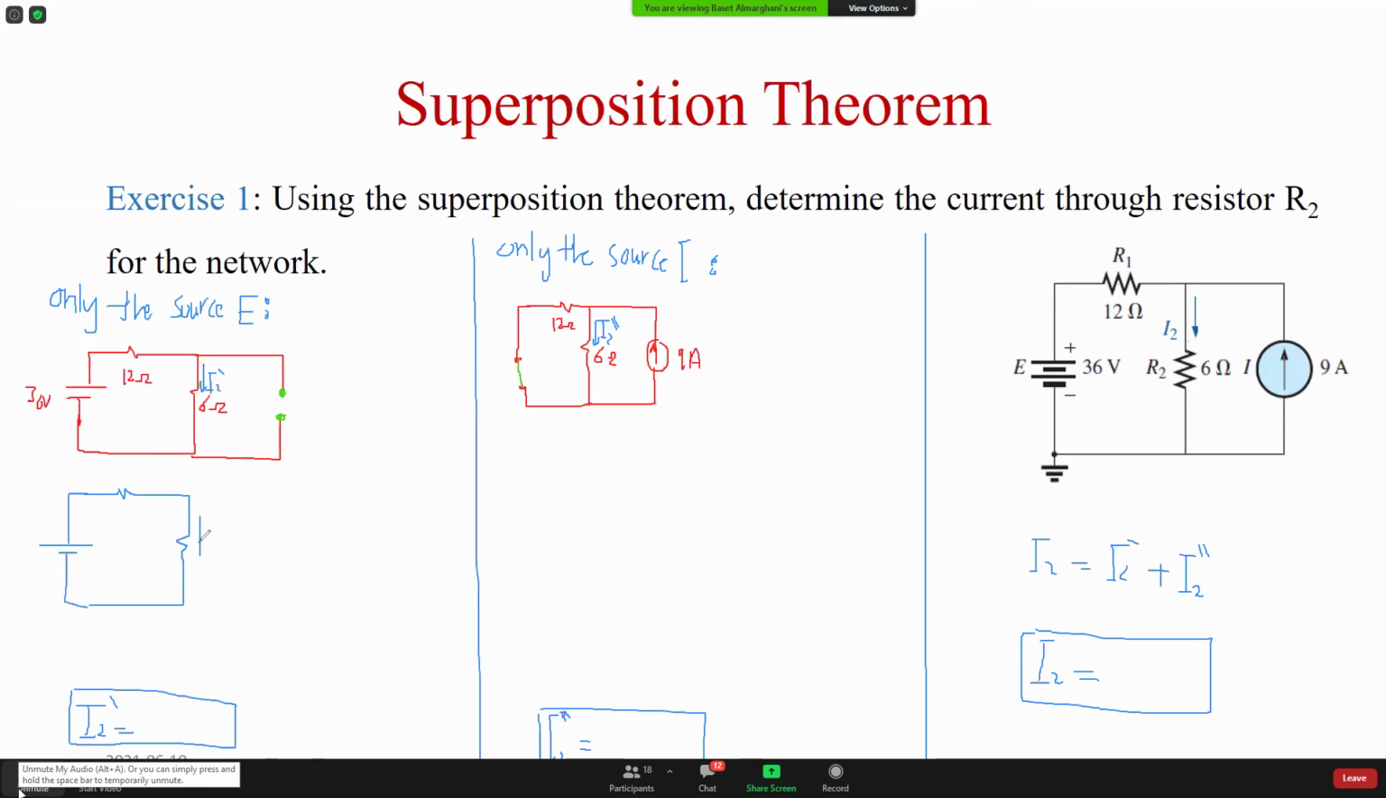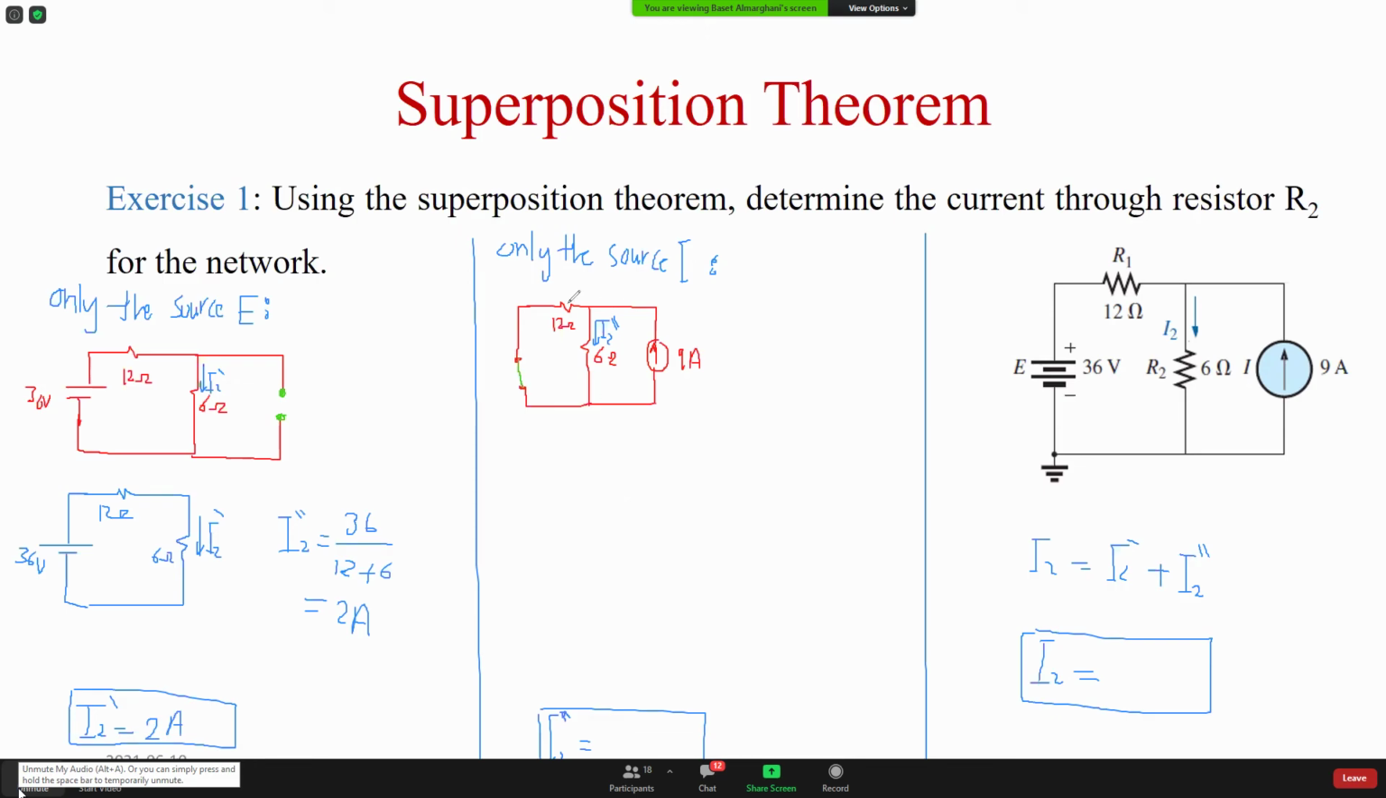This is the current I2 prime because of the first source: 12 ohm, 6 ohm, 36 volt. So here it's an easy circuit to analyze. One source, one loop, so I2 prime equals the voltage 36 divided by the total resistance, which is 12 plus 6. This gives me 2 ampere. So I'm gonna put the answer here, 2 ampere.